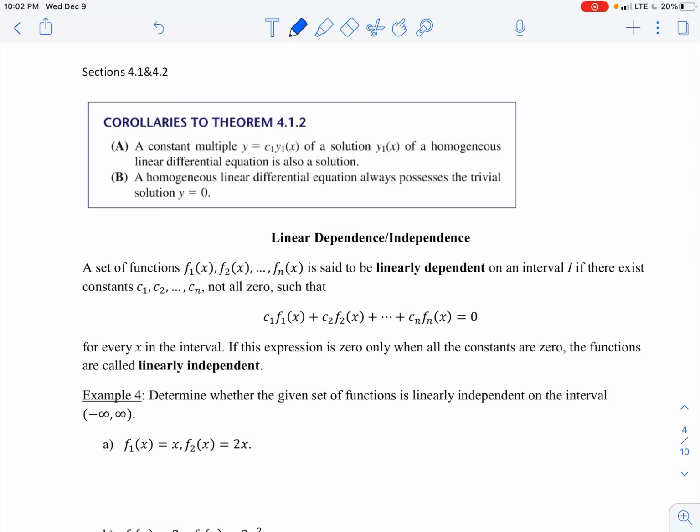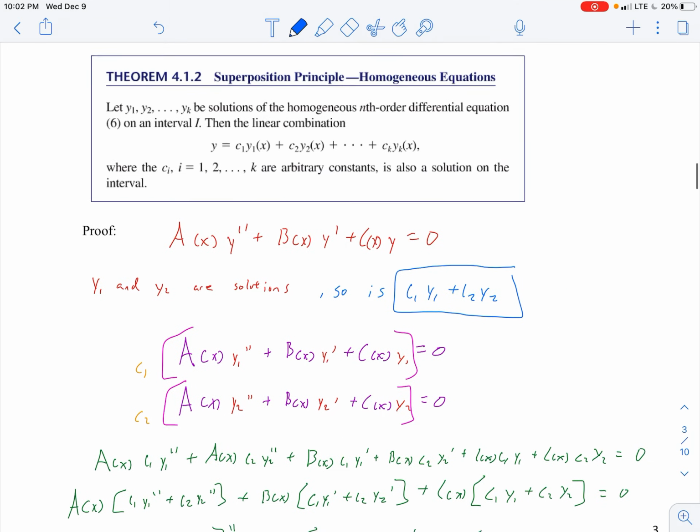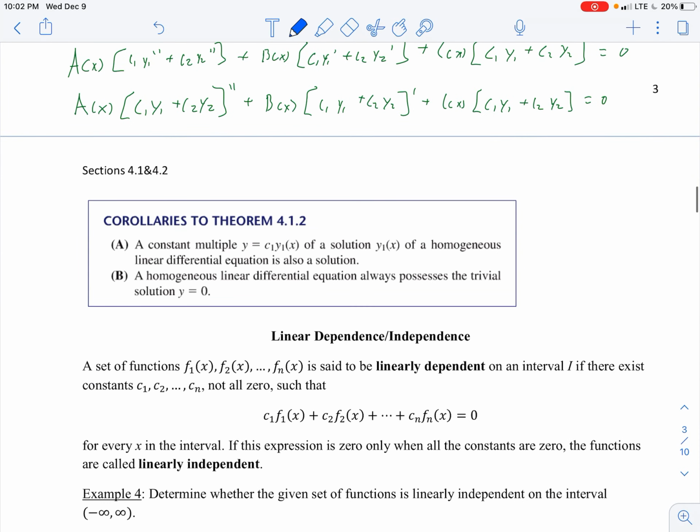Hi, welcome to page 4. We're talking about the corollaries to theorem 4.1.2, so corollaries to our superposition principle. A, a constant multiple y equals c sub 1 y sub 1 of x of a solution y sub 1 of x of a homogeneous linear differential equation is also a solution. And B, a homogeneous linear differential equation always possesses the trivial solution y equals 0.